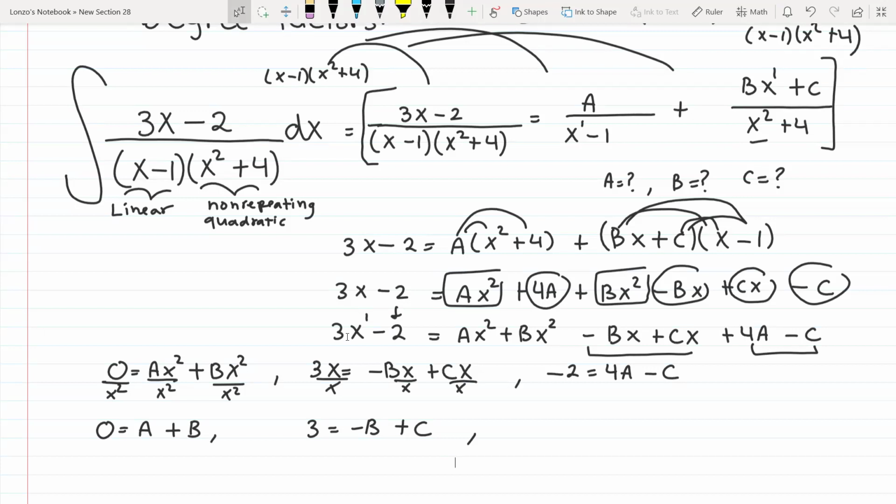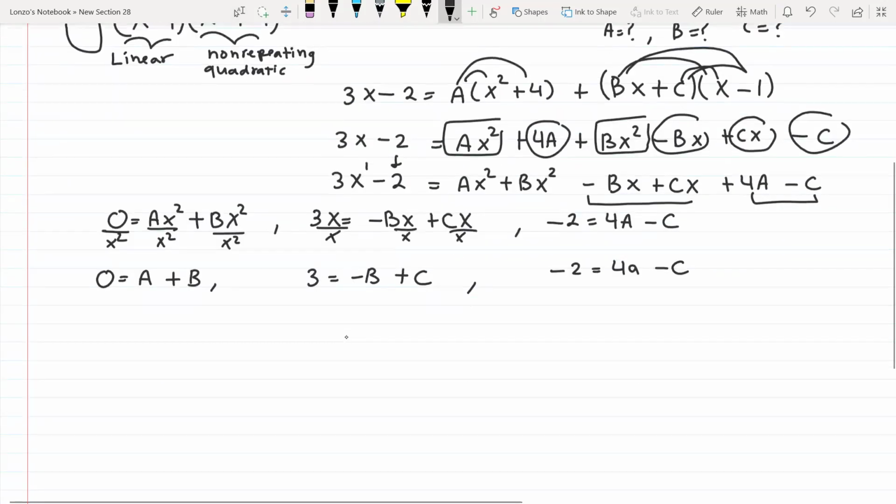Okay, so we have our system of equations. What I'm going to do is get a variable by itself. I'm going to use the system equation for right now, and I am going to solve for c. So to solve for c, I'm going to have to add b, add b. So you get 3 plus b equals c, right?